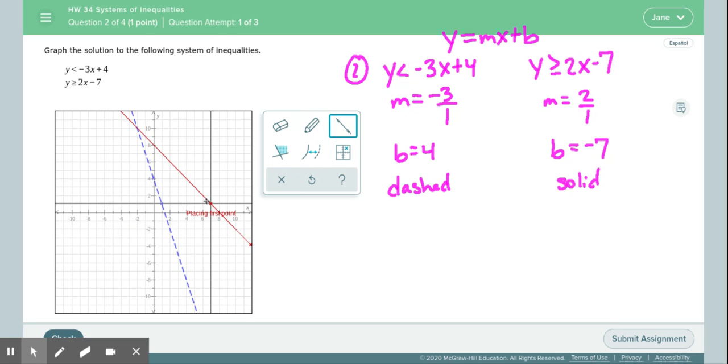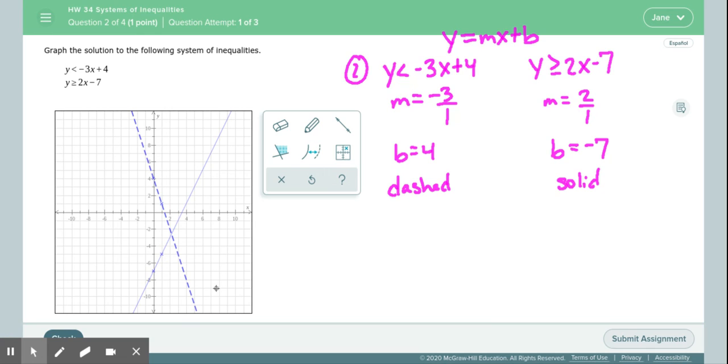Now I'm going to graph my second boundary line, which has a y-intercept down at negative 7. So on the y-axis at negative 7, I plot a point, and then my slope is positive 2 over 1. So I'm going to move up 2 and to the right one, and there's my boundary line.